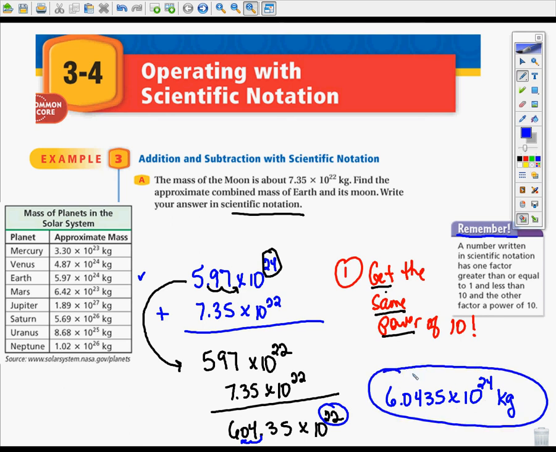Combined, I'm sorry. We were combining the mass of the Earth and the moon. If I wanted to know how much larger, then I'm going to have to subtract.